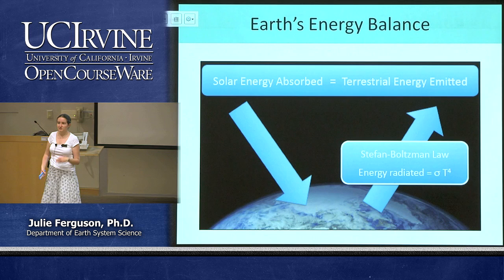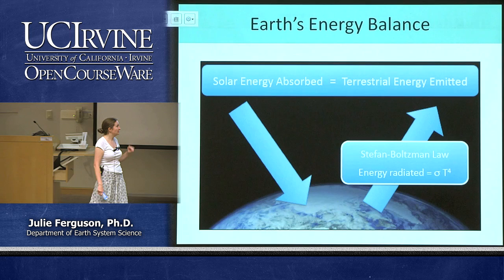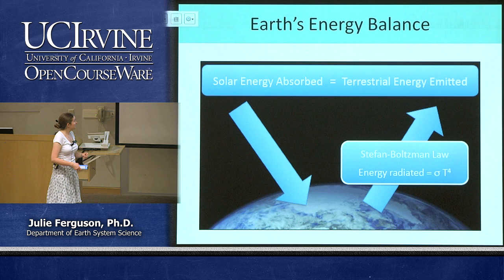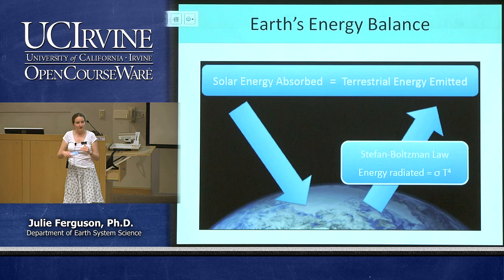Okay? And so that's our first law, our Stefan-Boltzmann law, if you remember, that as we increase the temperature, we increase the amount. So even if we change maybe the amount of solar energy absorbed, the Earth's temperature would therefore change, and therefore the amount of energy we emit will therefore change. So we always find this balance. Okay. And remember, we have our first law.